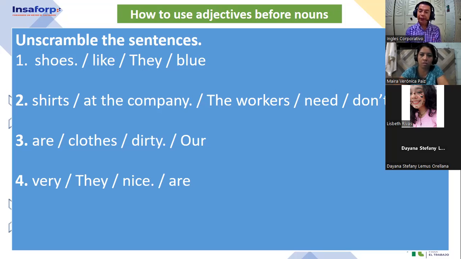Teacher. Yo creo que no está ya. Yes. Por curiosidad, a eso no se le agrega el are o el is. Number one and number two, no. Okay, number three and number four, yes. Okay, gracias. And number two, the workers don't need a shirt in the company.